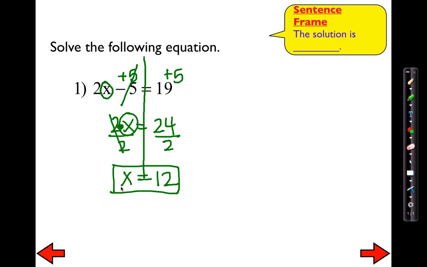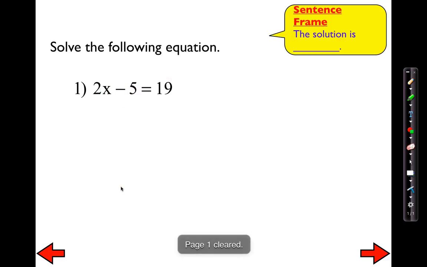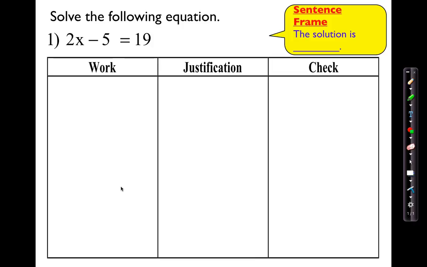But kind of like in previous lessons, we always need to make sure we're checking our answers, okay? But before we do that, I actually want to do this one more time, and I want to go over not just the work, but the justification, and then last but not least, we can go ahead and check it. So I'm going to show it to you again.